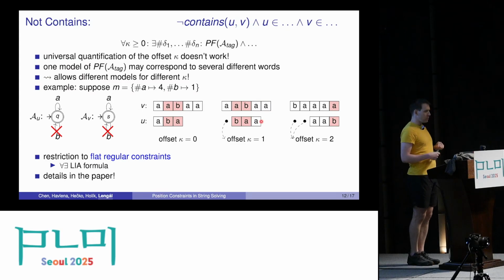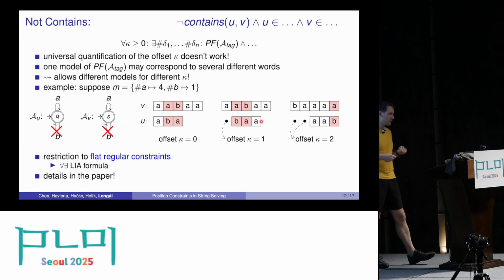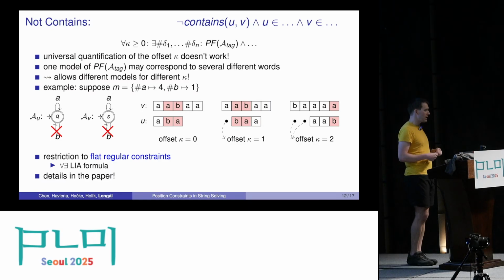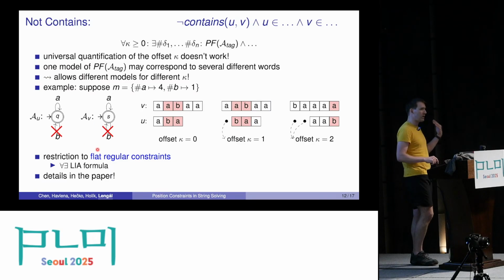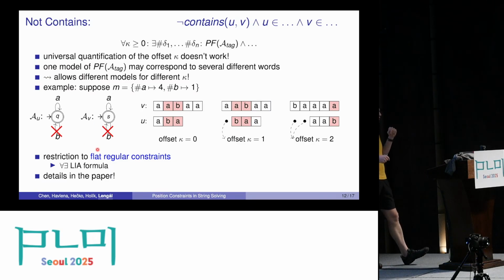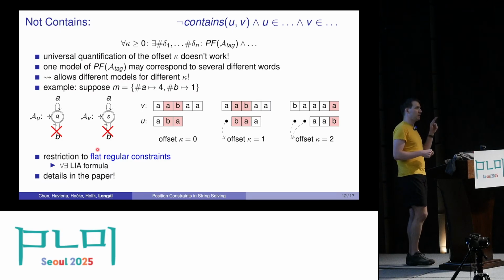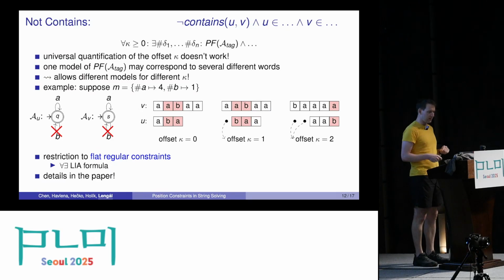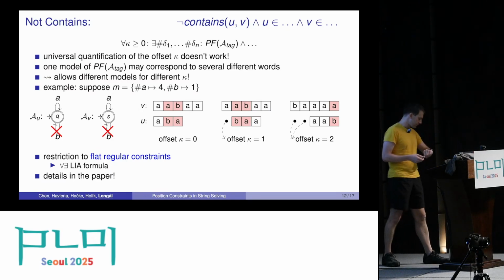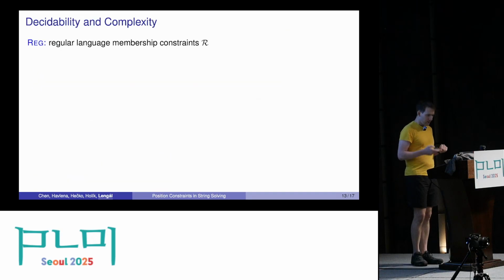So we can only solve not contains for a restriction to something which is called flat regular constraints, which are constraints that disallow this kind of looping. So you can still have loops, but you cannot have multiple loops that come back into the same state in the automaton that is encoding the regular language. The details are in the paper.